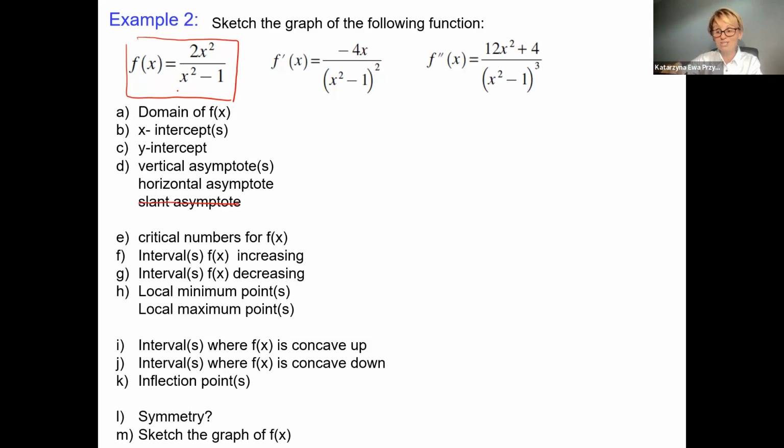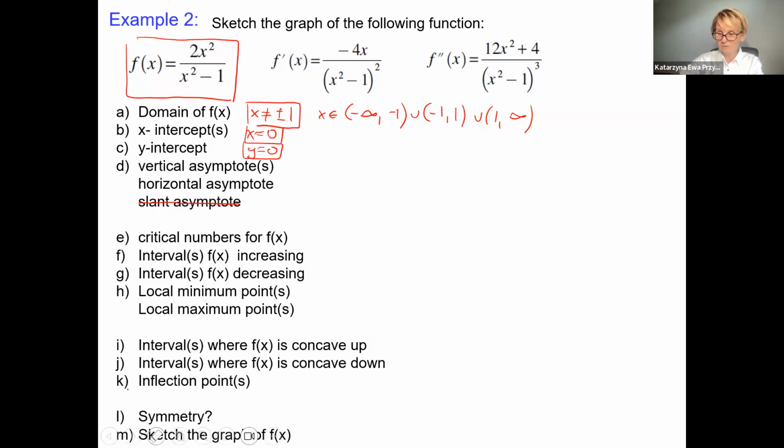Okay, domain. What's the domain of this function? Are all of the numbers in the domain or maybe not? Please type. And I will say positive and negative 1 is not in the domain, which I can write as x belongs to from negative infinity to negative 1, from negative 1 to 1, from 1 to infinity. Negative 1 and 1 are not good. Okay, x-intercept: if y is 0, if the numerator is 0, it is at 0. If x is 0, the y-intercept must be 0. That's the origin. Yes, that's okay.